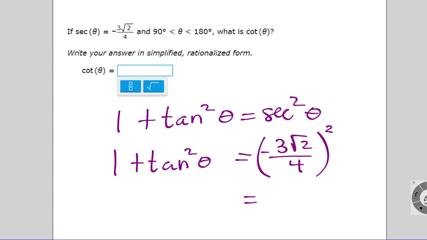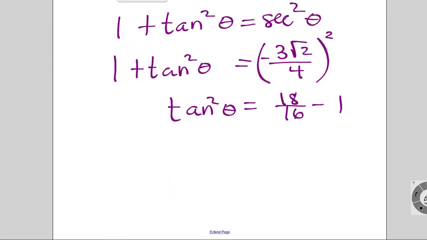Negative 18 over 16. Okay, 18 over 16. It's going to be positive. Negative times negative gives us the positive. Okay, 3 squared is 9. Square root 2 squared is 2. 9 times 2 gave us the 18. Okay, and I'm going to go ahead and subtract 1 from that. That gives me tangent squared theta. Okay, and so I can think of 1 as 16 over 16. So we're going to be left with 2 over 16 for tangent squared theta.